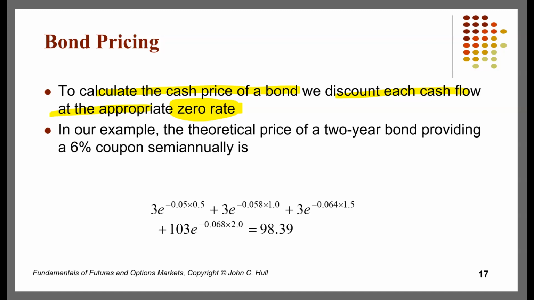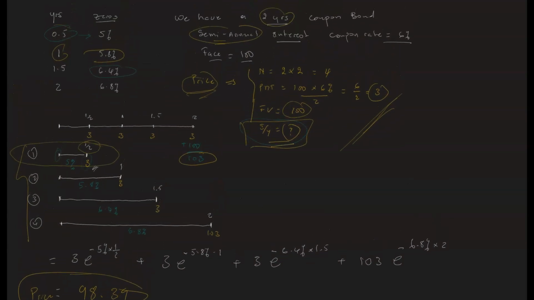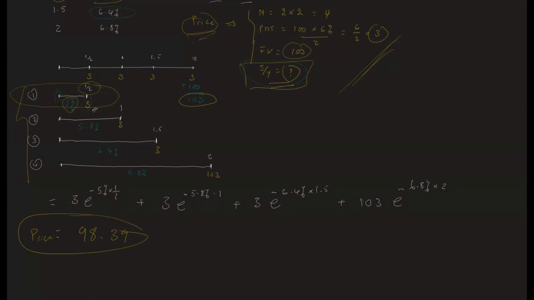Just to find the proper zero rate to match to the period, we're going to go back here and we're going to strip the bond for the first period, and that is maturity of half a year. So we go back to our table and we read the zero rate that matches half a year, and that's 5%, and that's why we use 5% here. And we do that for every single one of those cash flows in order to find the price of that bond.